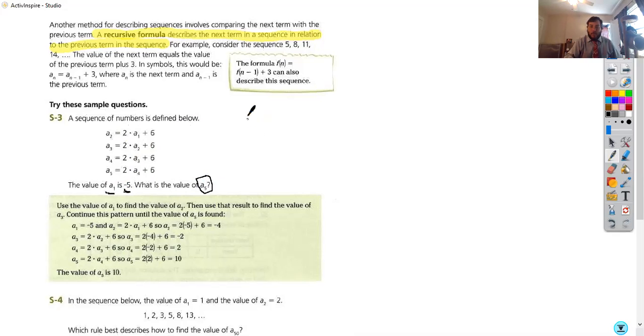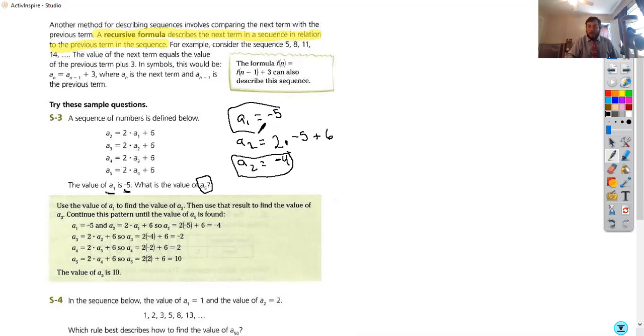So we started off with A1, right? They told us A1 is equal to negative 5. So now we can use A1 for the first term and this formula here for A2 to find the second term. So A2 is equal to 2 times A1. Well, A1 is negative 5, then plus 6. So if we're going through here, A2 is equal to, well, 2 times negative 5 is negative 10, plus 6 is negative 4. So now we have our second term.